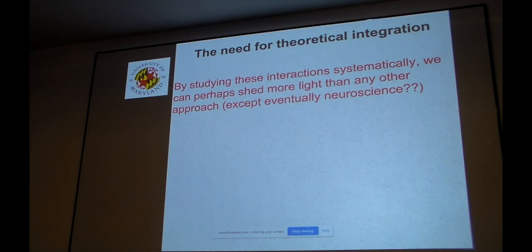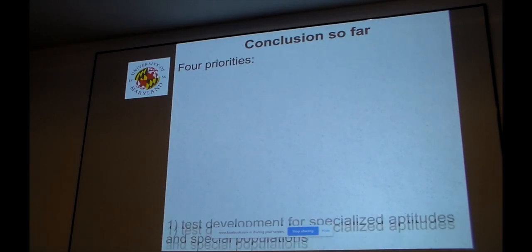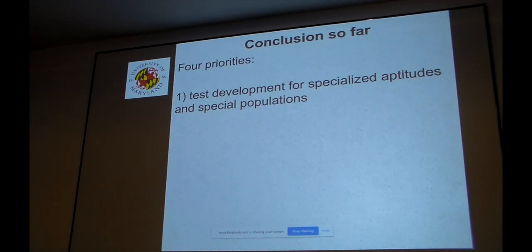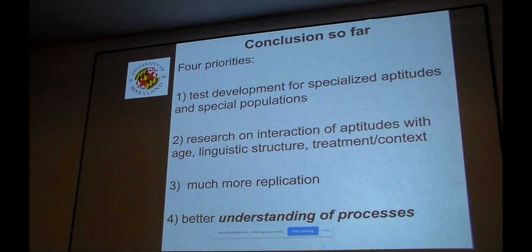Theoretical integration. By studying these interactions systematically, we can perhaps shed more light than any other approach, except maybe eventually neuroscience, on what kinds of aspects of second language acquisition different aspects have in common and what sets them apart. So, conclusion so far, I'm not at the end yet, just conclusion so far, we have four priorities. Test development for specialized aptitudes and special populations, research on the interaction of aptitudes with age, linguistic structure, treatment, context, much more replication, and better understanding of the processes.